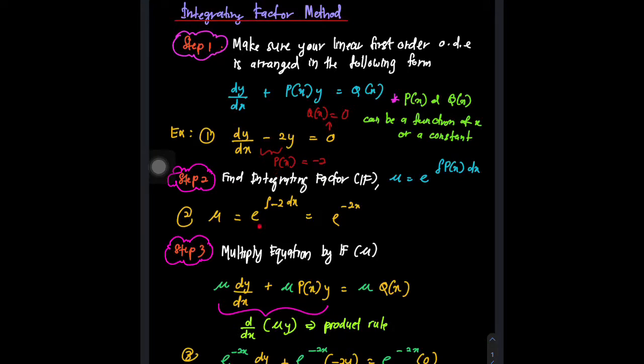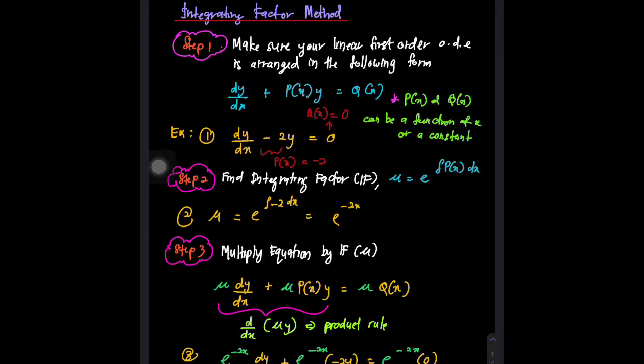So, it is equal to e power of the integral of negative 2 dx. So why is it negative 2 dx? Because our p is negative 2. So this is how you get the mu or integrating factor. Therefore, when you integrate this part, you will get e power of negative 2x. So it is actually plus c, but you can just ignore it, then we can put it in at the last step.